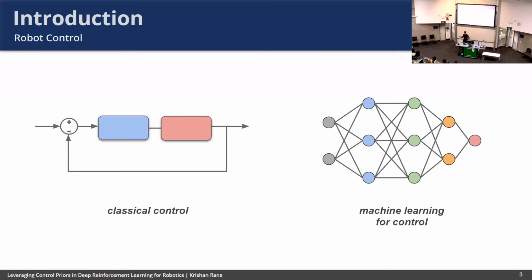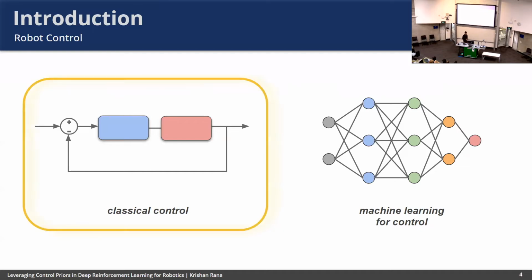So just to set the scene, when we think about robot control, there are two main methods which come to mind: classical control methods and, more recently, machine learning methods. Classical control methods typically rely on analytical derivations of kinematic or dynamical models of a system with which we can use optimal control methods in order to solve a task.